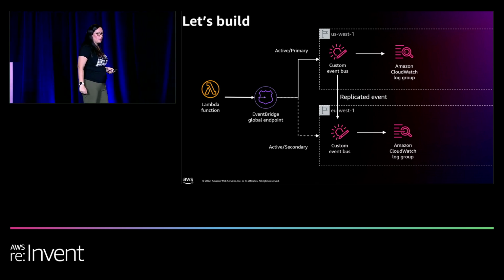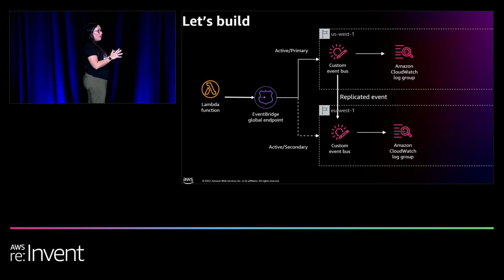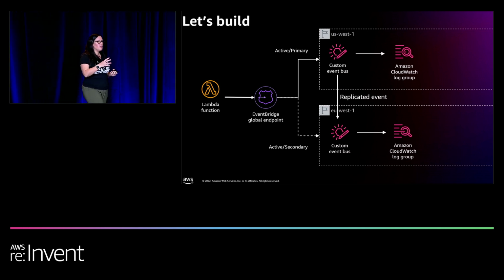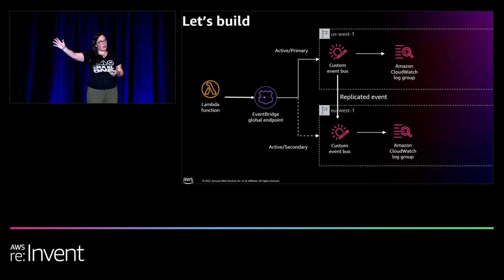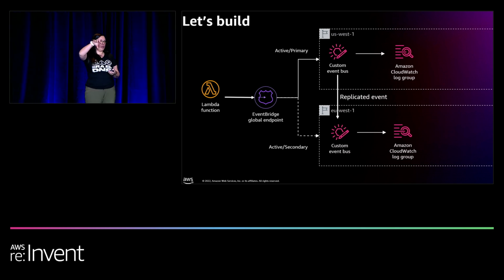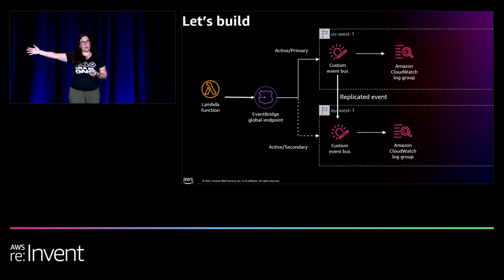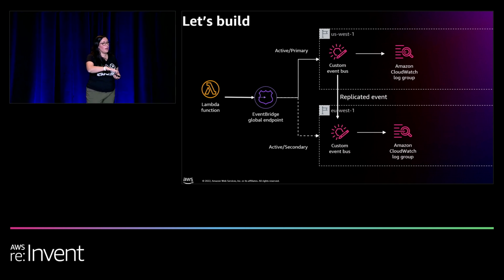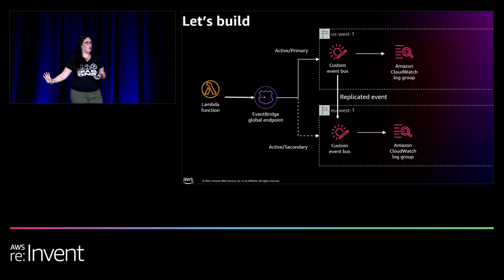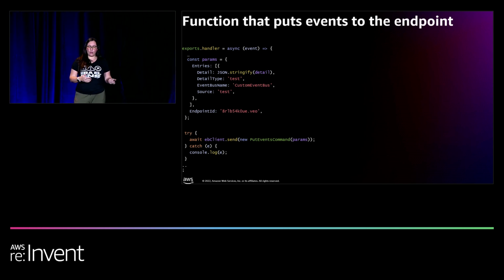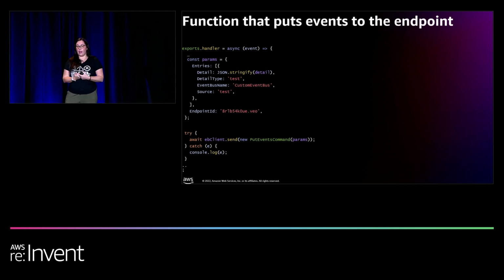We are going to build this application, very simple. A Lambda function will put an event into a global endpoint. And then this global endpoint will send it to the primary region if everything is good, and will put it in a custom event bus that will put it in a CloudWatch log. The event will get replicated, and that will then be put in another CloudWatch logs, because that's how the rules are defined.